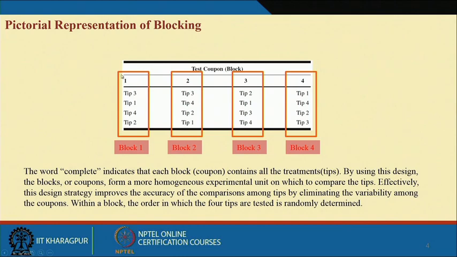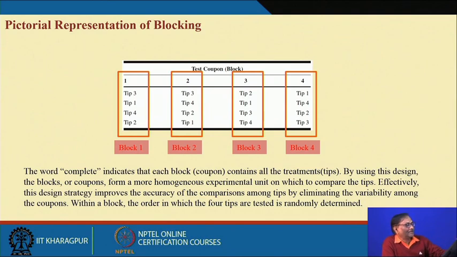The word complete indicates that each block contains all the treatments. You see, in every block, here block with respect to test coupon, all the 4 tips were used. By using this design, the blocks or coupons form a more homogeneous experimental unit on which to compare the tips. Effectively, the design strategy improves the accuracy of comparison among the tips by eliminating the variability among the coupons. Within a block, the order in which the 4 tips are tested is randomly determined. That means blocking, with randomization within the block, and sometimes you may go for replications also, more than one experimental run.